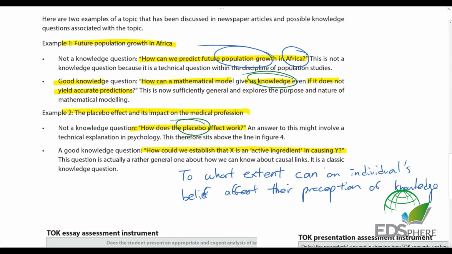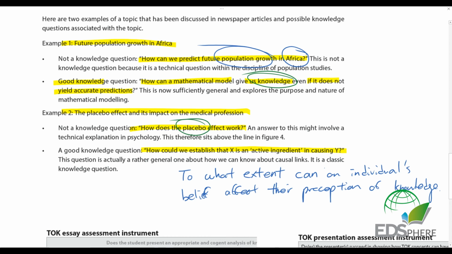an individual's belief affect their perception of knowledge? I'm pretty sure I really hate spelling. So what I want to get at from this knowledge question is, how can an individual's belief affect what they believe is knowledge?